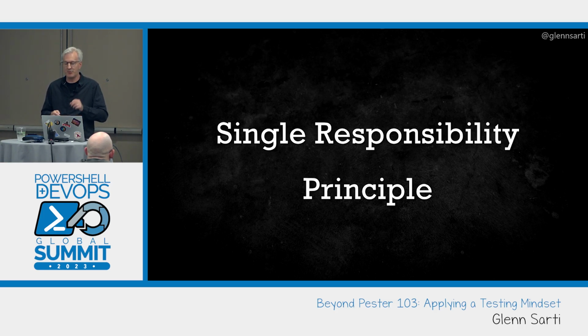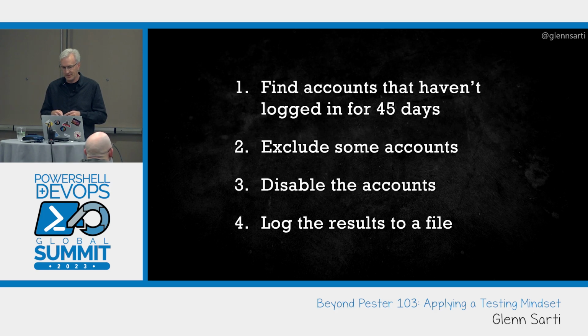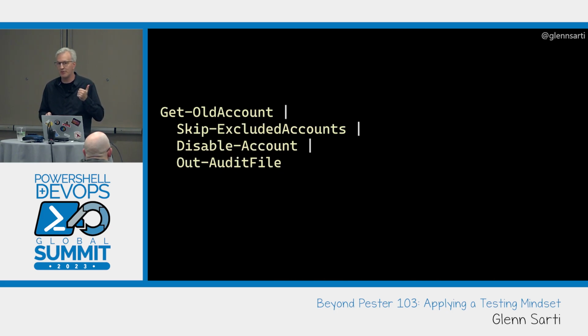So let's just have a look at the disable process. Step 1, we need to find the accounts we want to disable. Step 2, exclude any accounts that aren't supposed to be disabled. Step 3, we disable them. Step 4, we log it to the file. But the great thing about PowerShell is we have the piping system, so we can just turn this list of tasks directly into PowerShell code. So again, we find the accounts, disable them, exclude, and log.